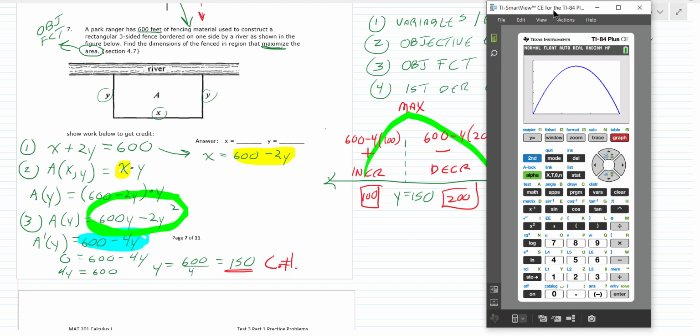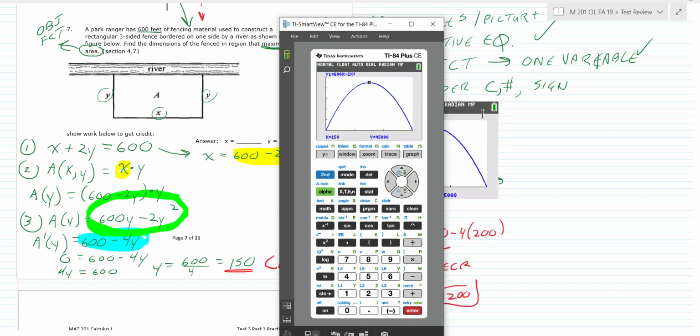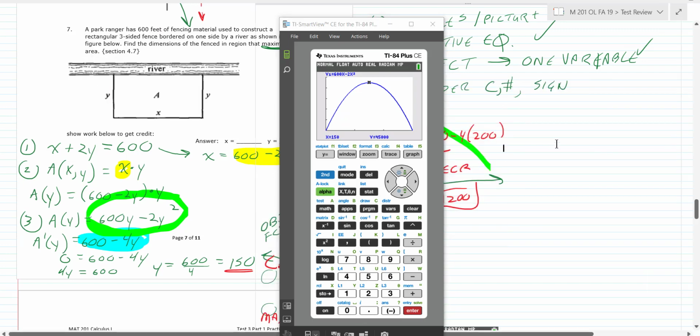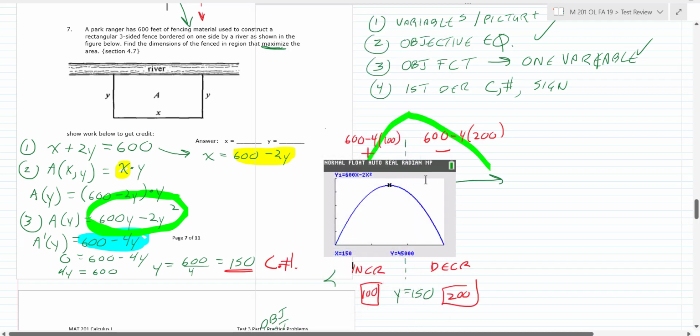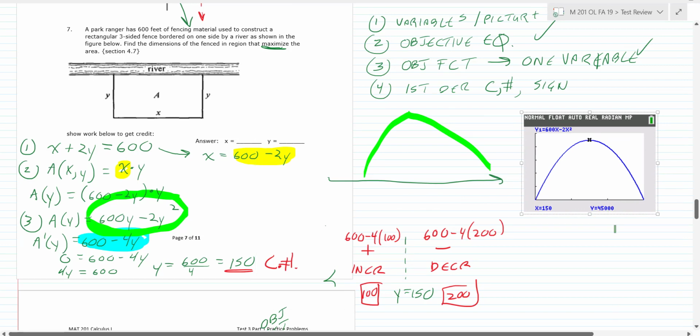What we get on this is, if we were to trace at 150, you can pretty well tell that's a max right there. So visually, you're okay with that. And the other thing when you do this is, this thing right here is the area. Okay, so what you end up getting on this is, we know what y is.